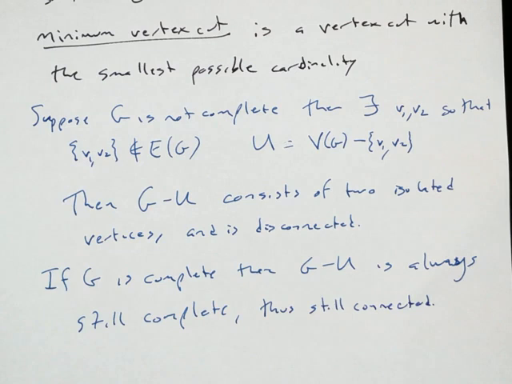Every graph that's not complete has a vertex cut. Even if it's just two vertices that weren't adjacent, take away enough to disconnect this graph.